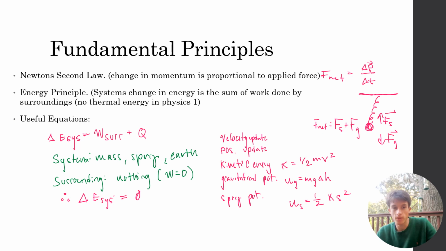We also are including the energy principle, in which change in energy of a system is the work of the surroundings plus the thermal energy applied to it. In this case, we don't account for any thermal energy change. So the system is defined as the mass, the spring and the Earth, and the surroundings are nothing, which would imply that no work can be done on it as there is nothing to apply work. Therefore, we assume that the change in energy of the system will be zero. We'll also be using velocity update, position update, kinetic energy, gravitational potential, and spring potential energy for this lab.